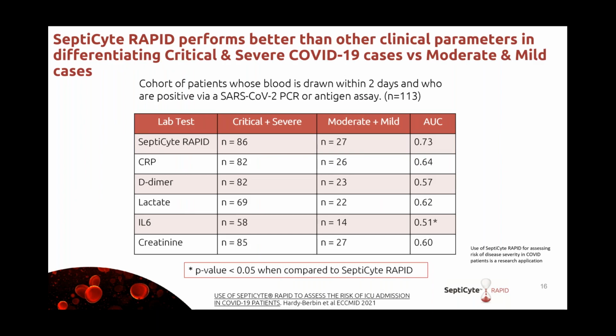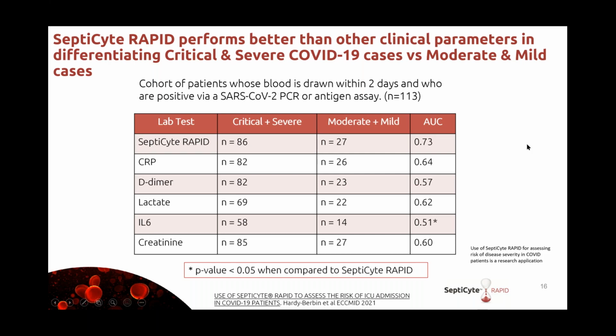SeptiCyte RAPID was looked at also comparing the other tests that we tend to use with regards to differentiating patients who have severe disease. These patients had SeptiCyte RAPID done within 1 to 2 days of admission and were positive for SARS-CoV-2 using PCR or antigen assay.